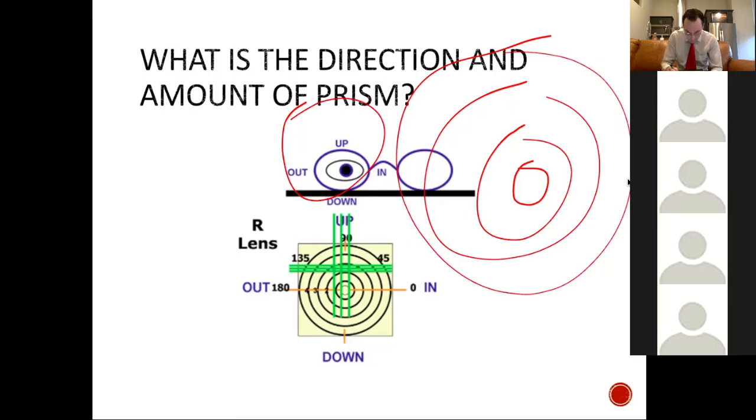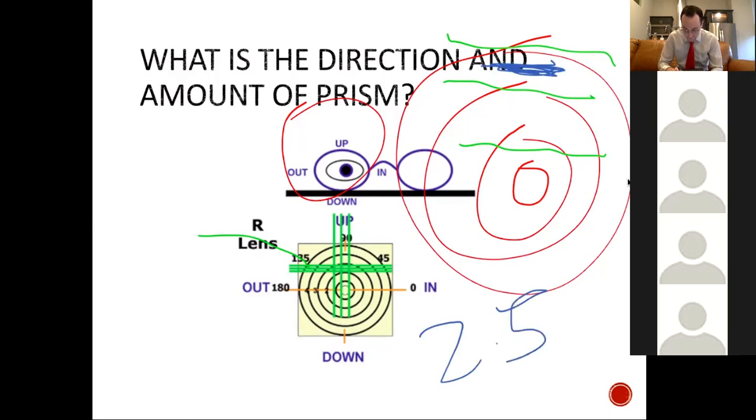So if we count here, let's start like 1, 2, and 3 in relation to the target here. It looks to me that we have 1, 2, about between 2 and 3. So I would say about here is where we have the target. So about 2.5 prism diopters of base up, okay?